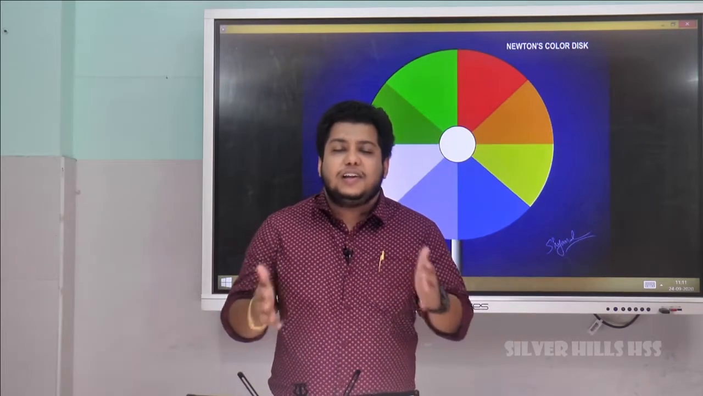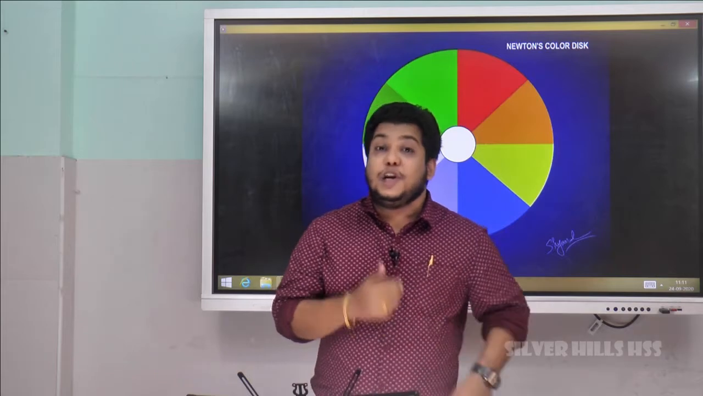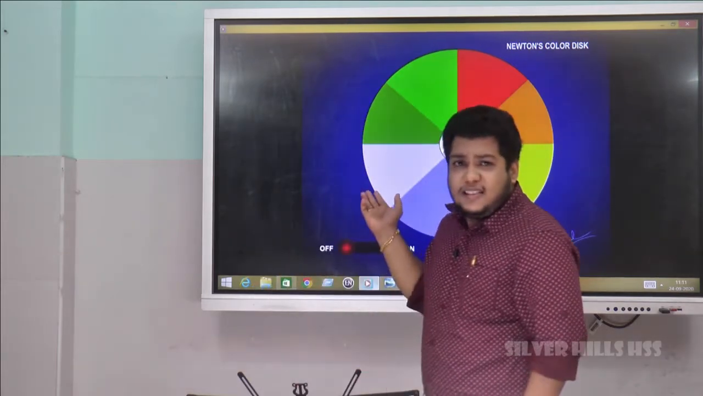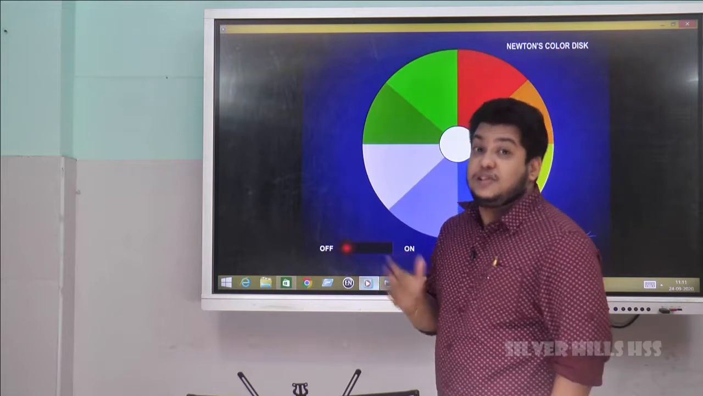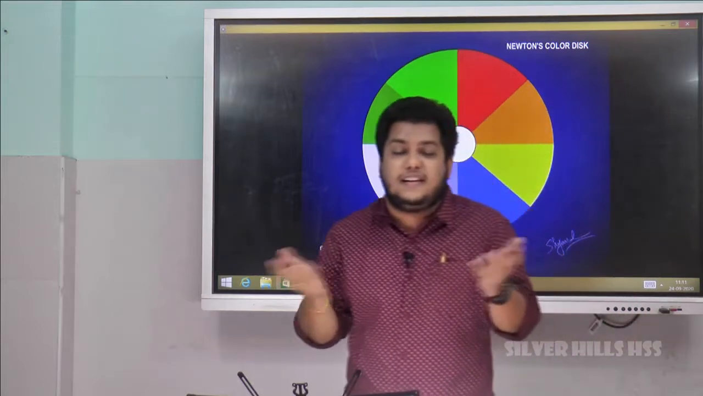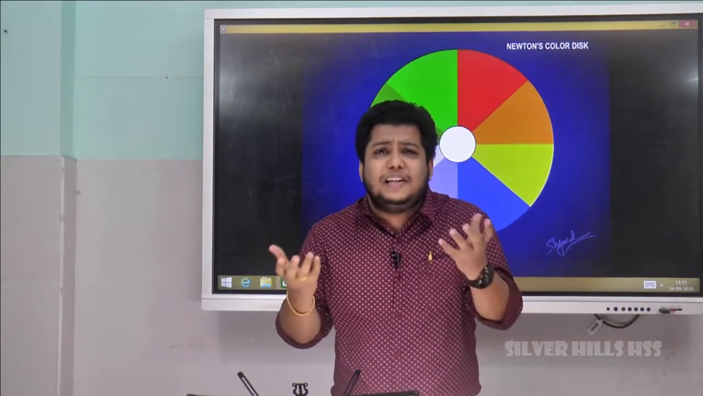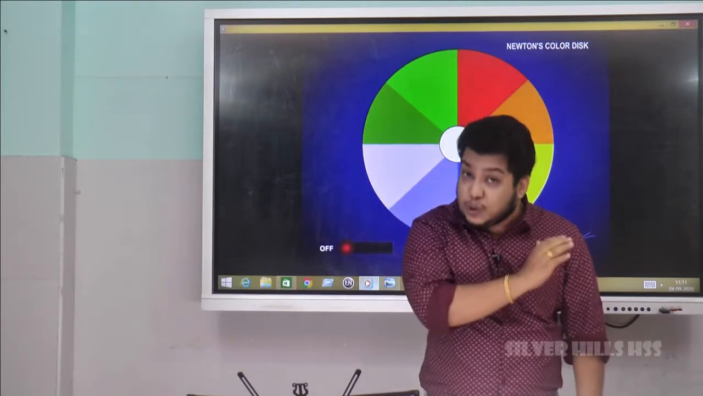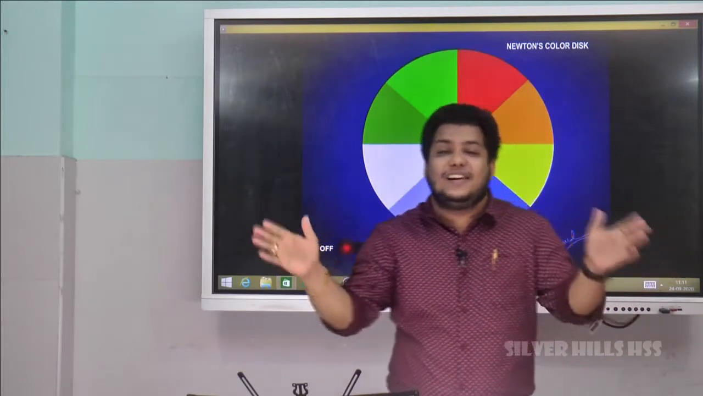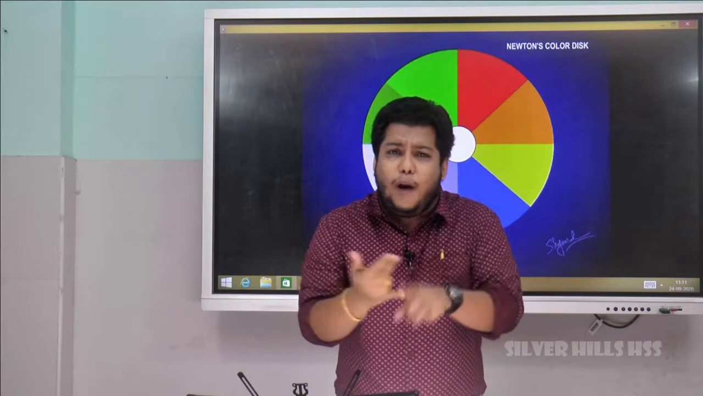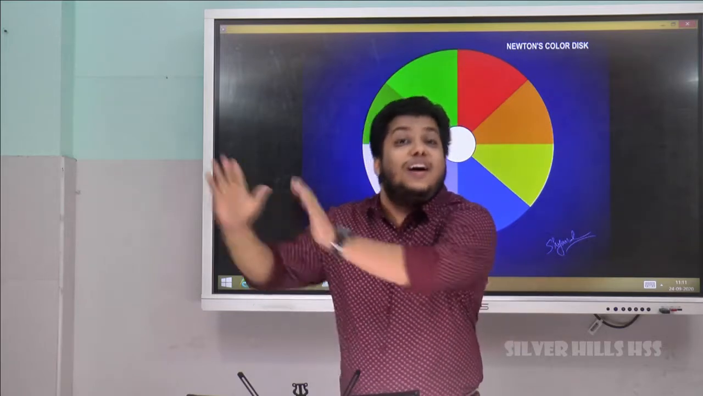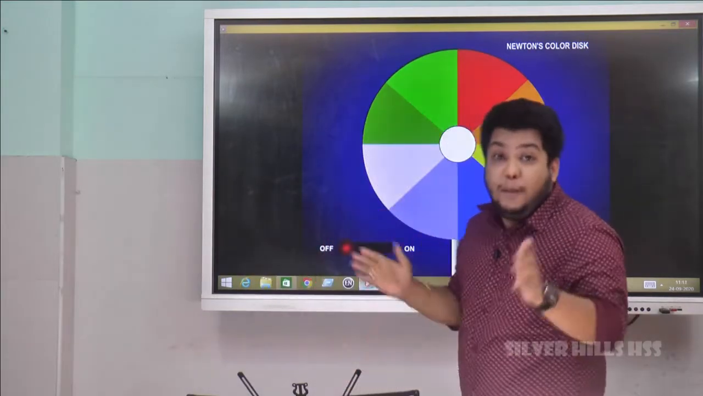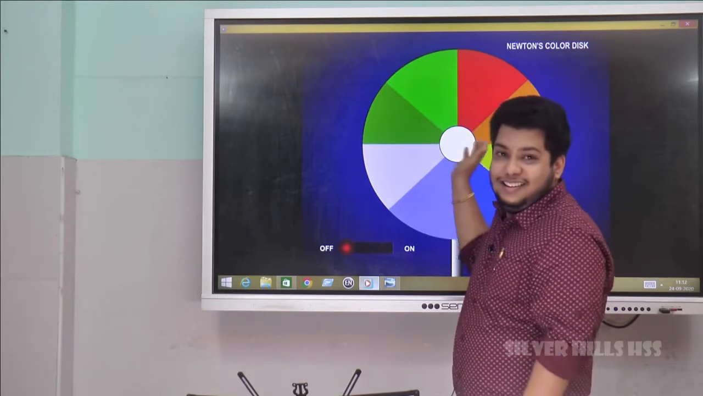Today we are going to discuss Newton's color disk. On the screen you can see a disk which consists of 7 different colors. What are the 7 different colors? VIBGYOR, violet to red. There are 7 component colors called violet, indigo, blue, green, yellow, orange, and red. So you can see the 7 component colors here.